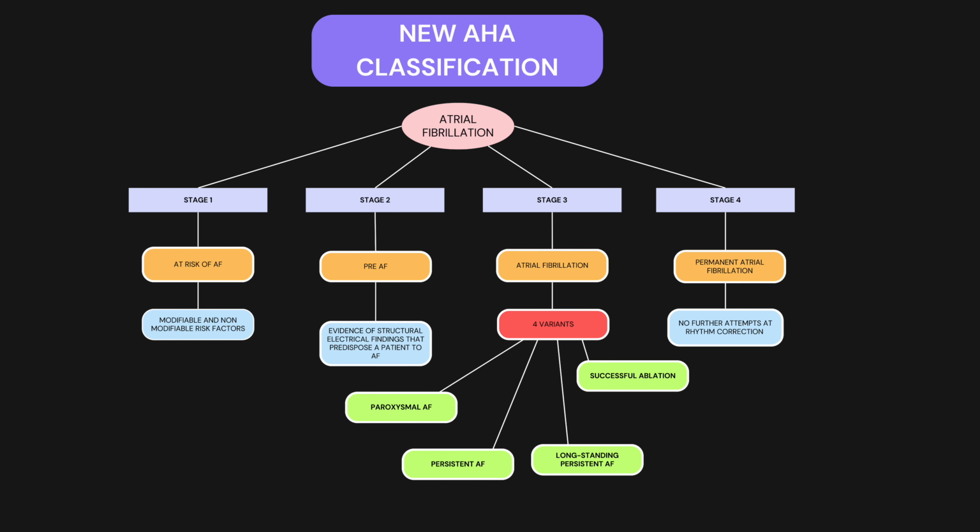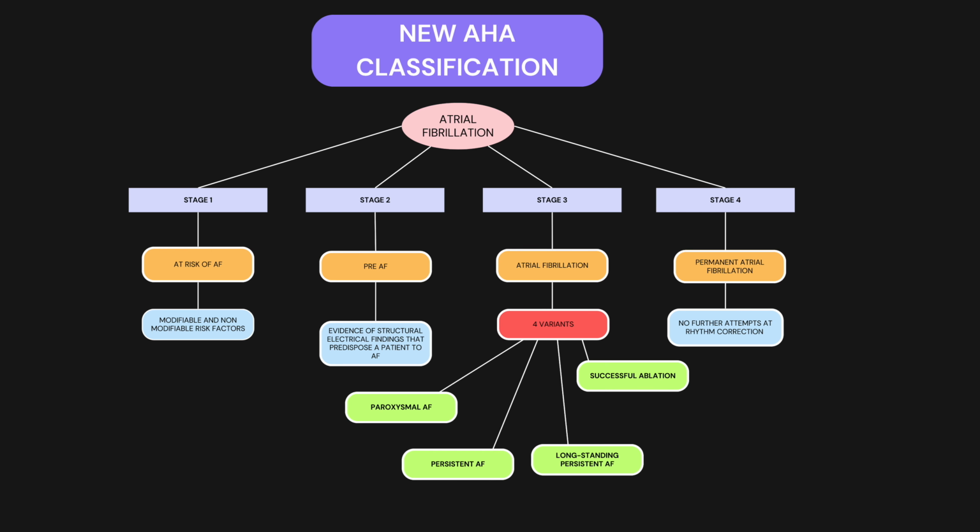Stage 2 is pre-atrial fibrillation, which means the patient does have evidence of structural and electrical findings that predispose the patient to atrial fibrillation, but he's just not there yet. But he will be there if the doctor does nothing about it, or the patient does nothing about it, and he doesn't reach out, something's gonna happen. And that something is atrial fibrillation.